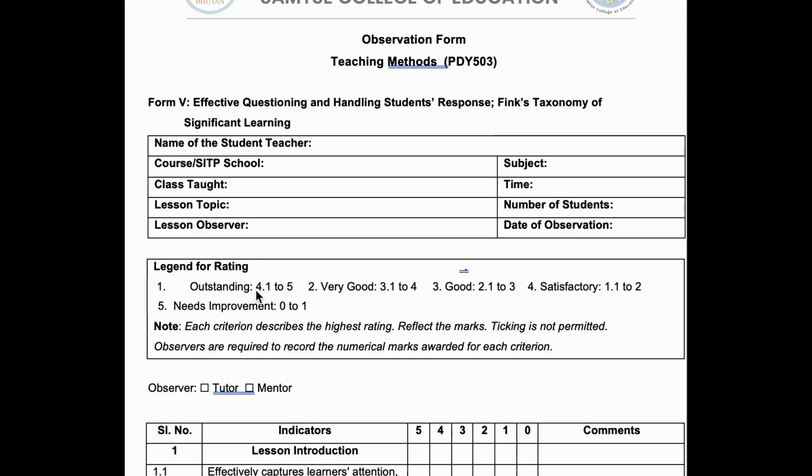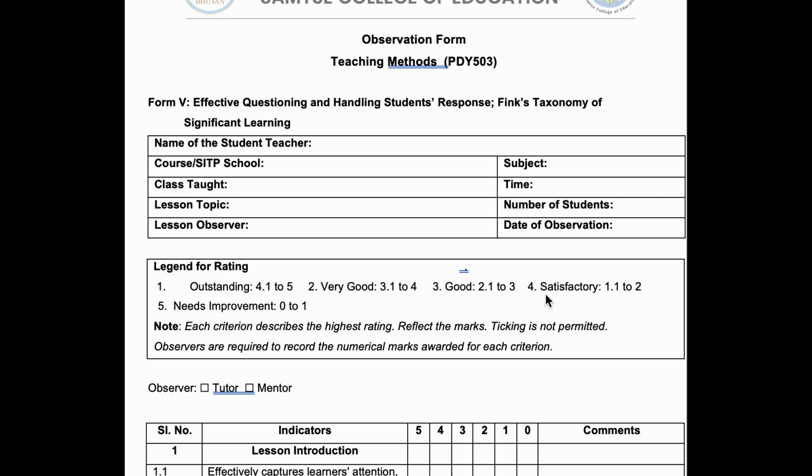This rating scale is a 5-point system used to assess performance numerically rather than by ticking categories. Number 1, Outstanding, which ranges from 4.1 to 5, indicates exemplary performance that exceeds expectation. Number 2, Very Good, shows strong performance with minor gaps. Number 3, Good, 2.1 to 3, reflects acceptable performance with some areas for improvement.